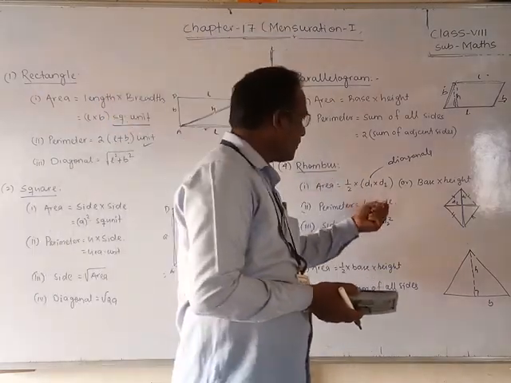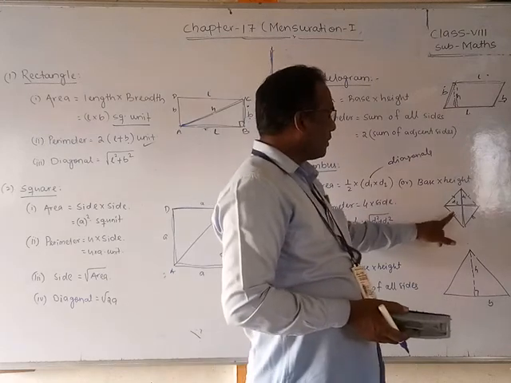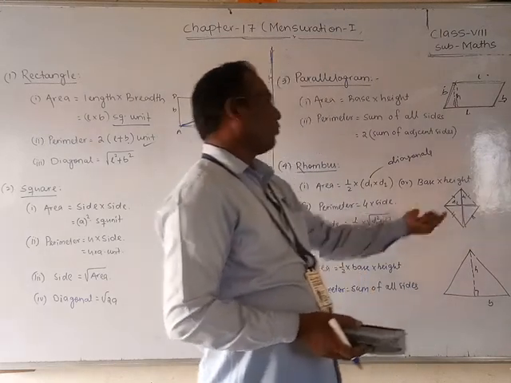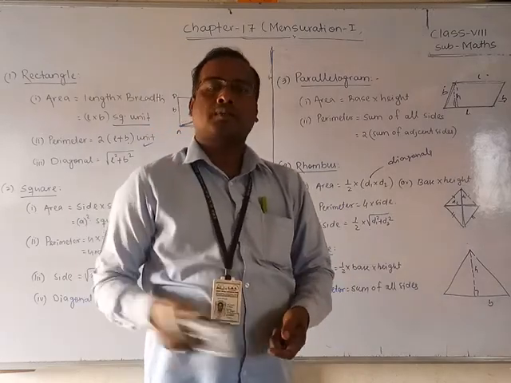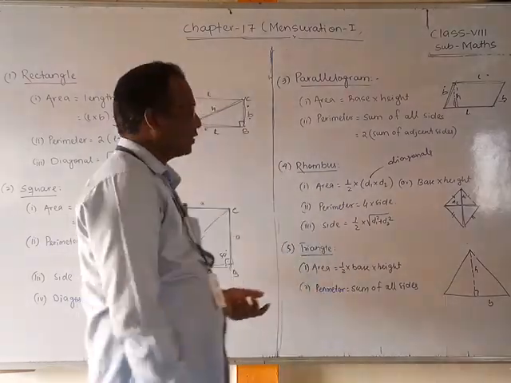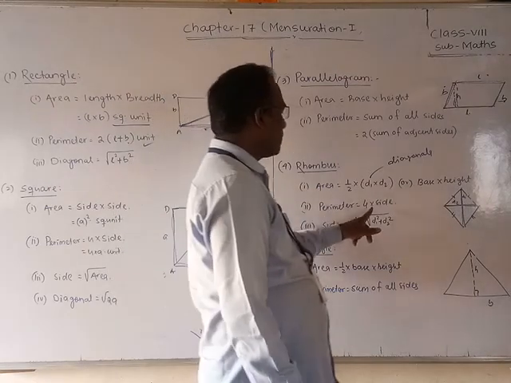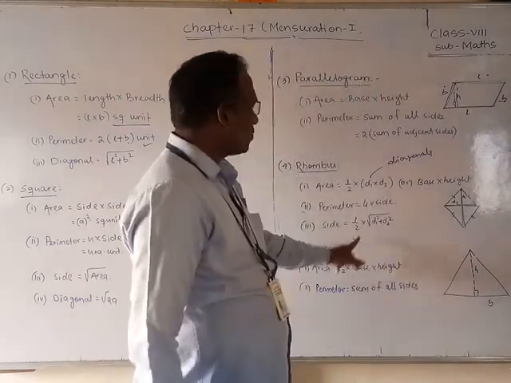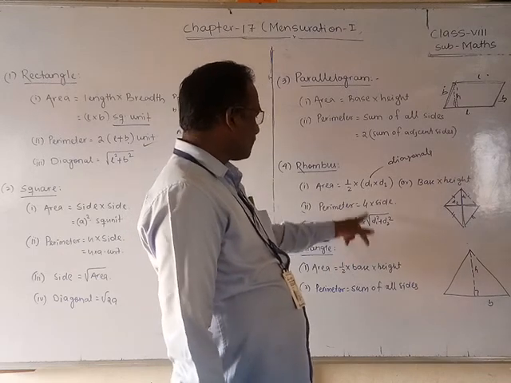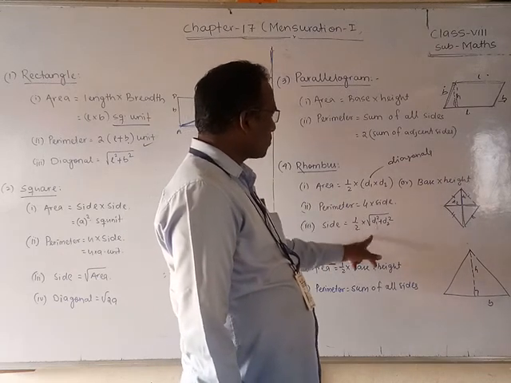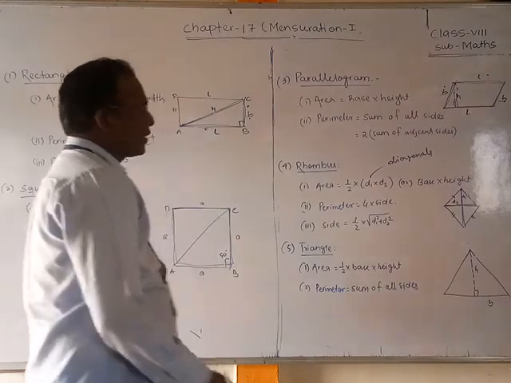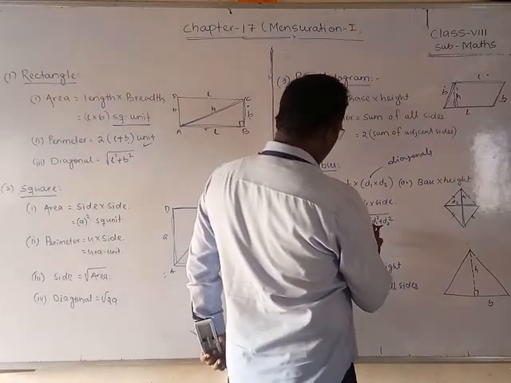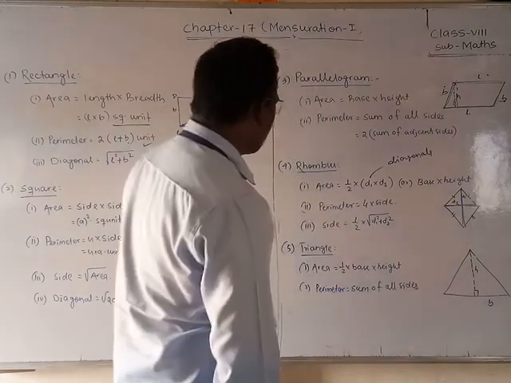Suppose the diagonals are not given, if the base and perpendicular height are given, we can also find the area. Next, the perimeter is equal to 4 into side, as all 4 sides are equal, and side is equal to half into root over d1 squared plus d2 squared. You will get the side of the rhombus.